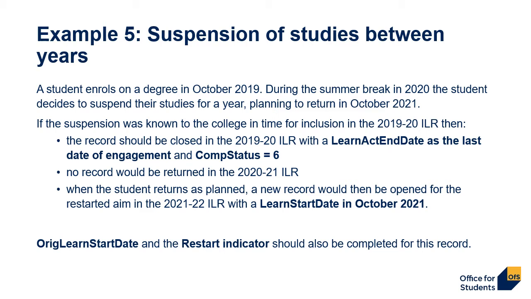of 6. No record would be returned for the student in the 2021 ILR, but when the student returns as planned, a new record would be opened as normal with a Learn Start date in October 21. You would also want to return the original Learn Start date and the restart indicator for this record.